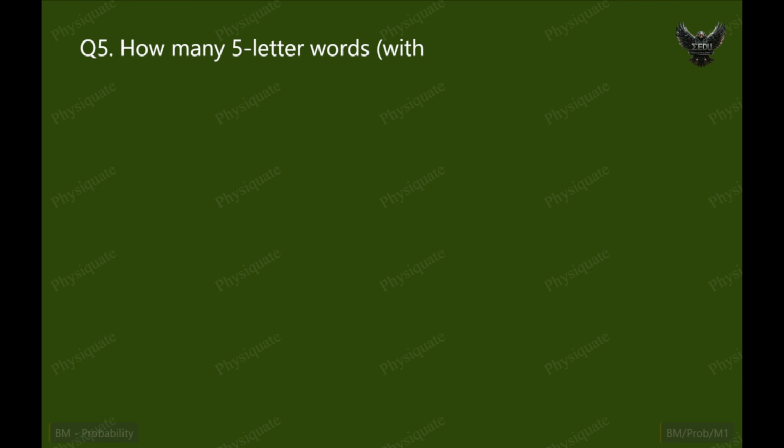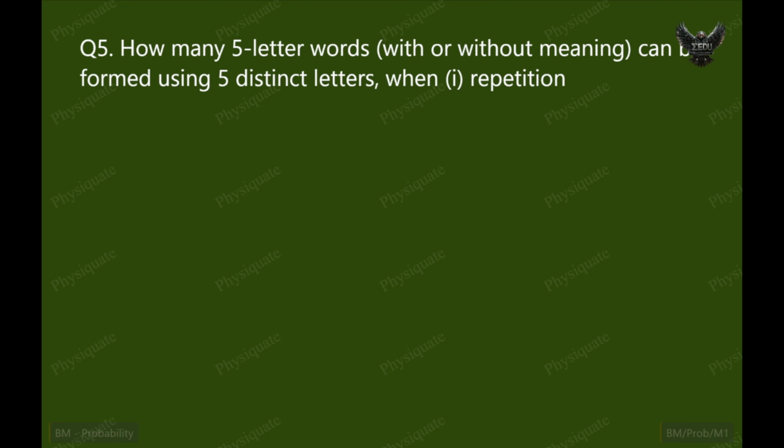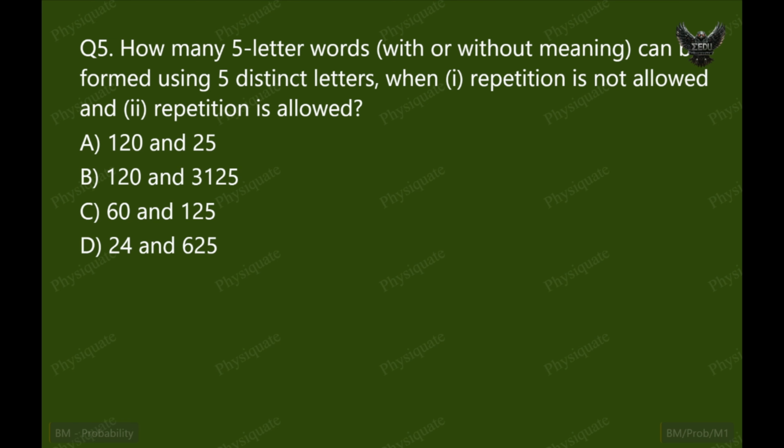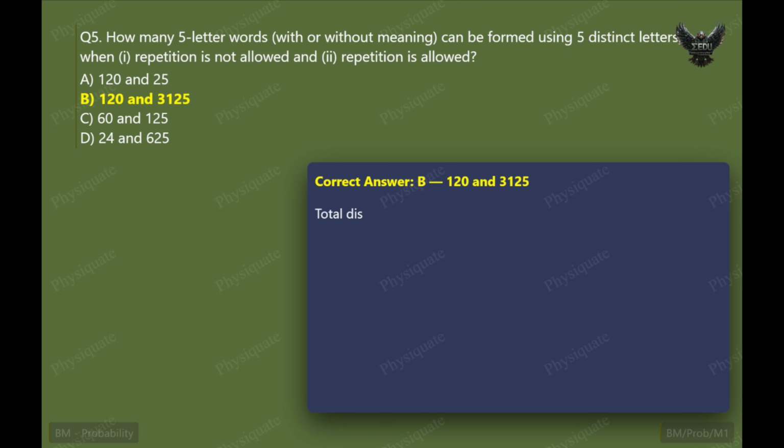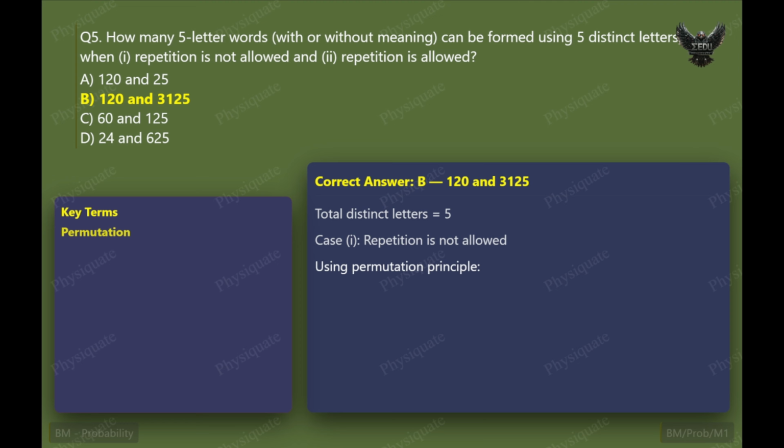Question 5. How many 5-letter words, with or without meaning, can be formed using 5 distinct letters, when 1, repetition is not allowed and 2, repetition is allowed? Correct answer is option B. Total distinct letters equals 5. Case 1, repetition is not allowed. Using the permutation principle. Now let us consider permutation. Number of arrangements equals 5 times 4.